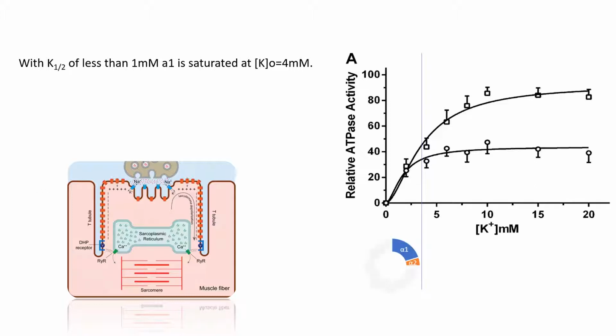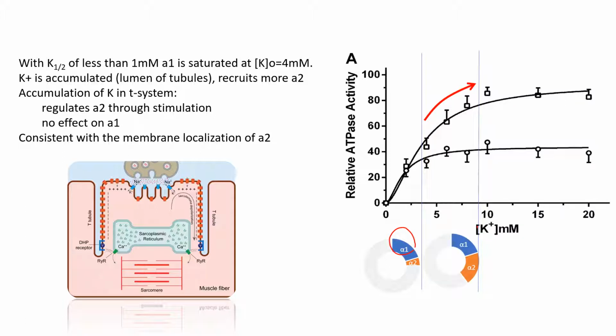Unlike ordered systems, these tortuous systems are diffusion limited. So with a K half of less than 1 millimolar, the alpha 1 isoform is already saturated at the resting level of extracellular potassium, which is 4 millimolar. There is no more room for upregulation.